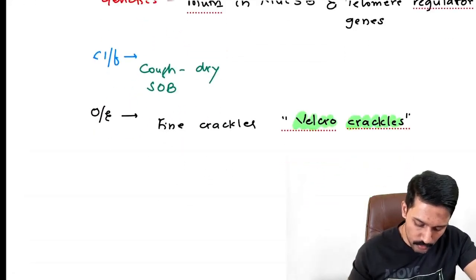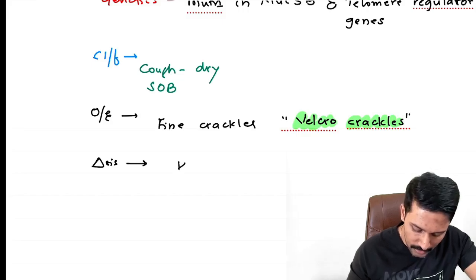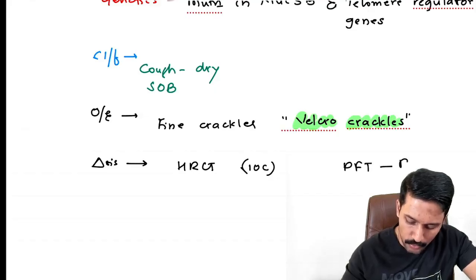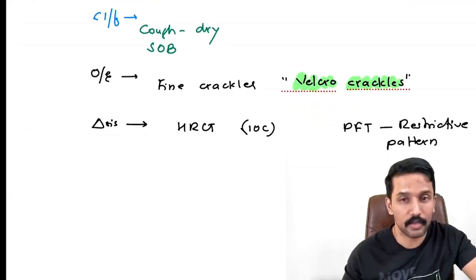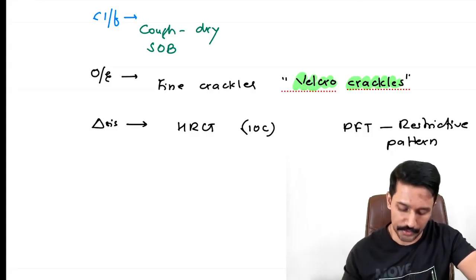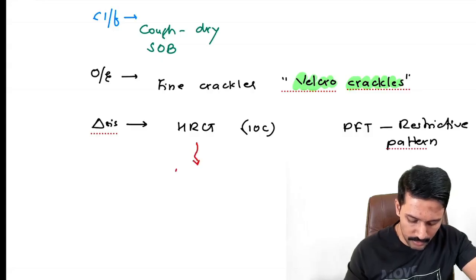When I have to diagnose these patients, I go ahead with HRCT. HRCT is the investigation of choice. If you do PFT, ILD is a restrictive disorder, so you get the classical restrictive pattern. And I have already told you, once you have a restrictive pattern, you go ahead with imaging, and the imaging modality of choice here is HRCT. What do I get in HRCT in idiopathic pulmonary fibrosis? I get what is called the UIP pattern.